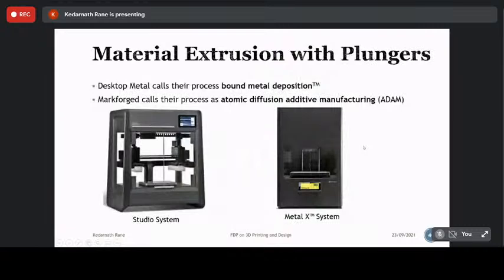We can see some kind of commercially available system for EAM process, metal extrusion with plunger system. Here you can see the Studio System developed by Desktop Metal. Again, the name of the company is Desktop Metal, and their machine name is called Studio System. And they trademark this name as bound metal deposition. It's the same process that we covered for the last 1 hour.